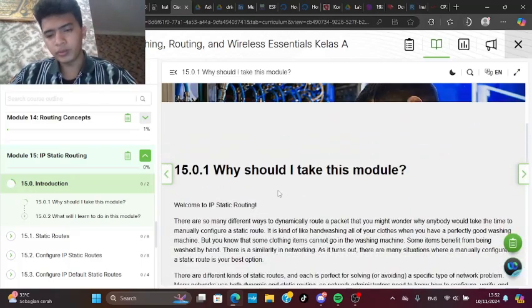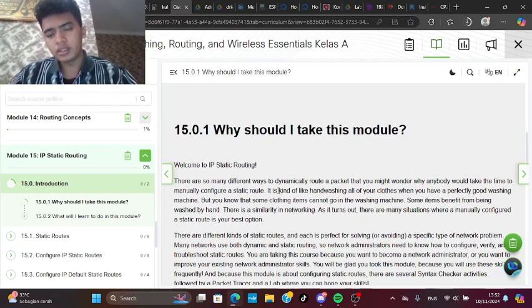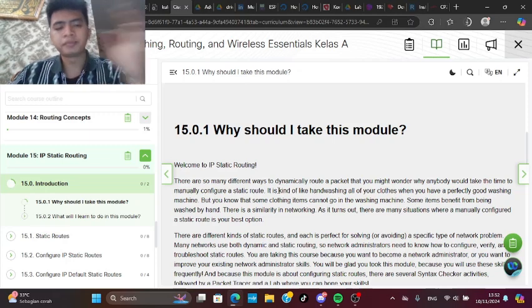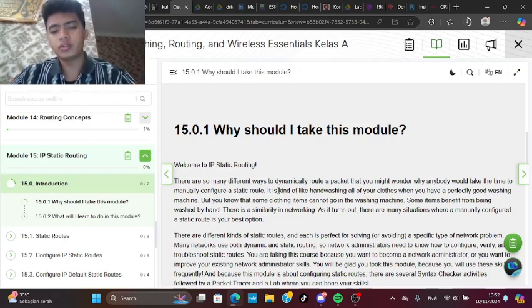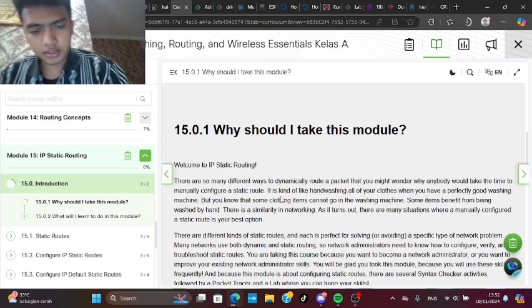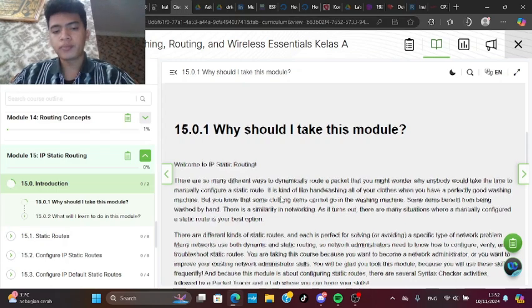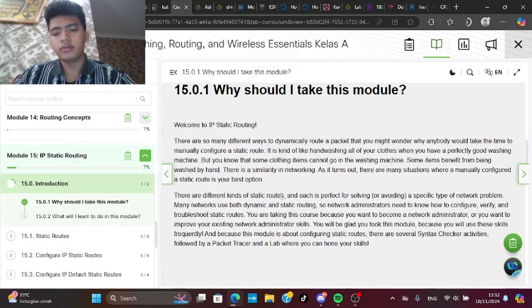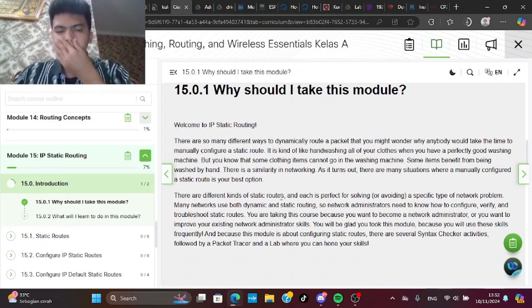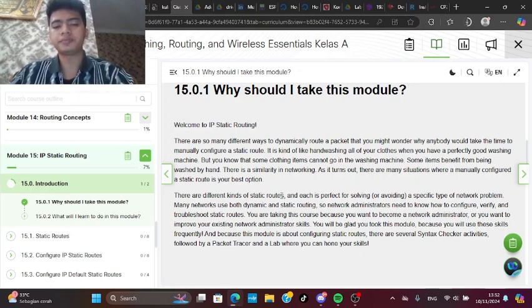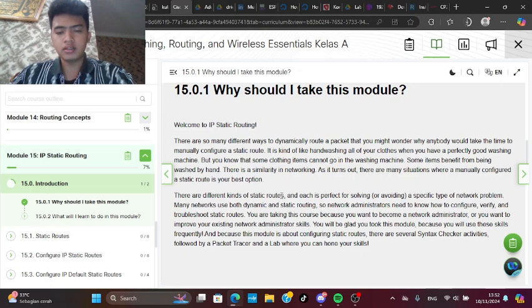So, why should we learn this module? Because there are so many different ways to dynamically route a packet that you might wonder why anybody would take the time to manually configure a static route. It is kind of like hand washing all of your clothes when you have a perfectly good washing machine, but you know that some clothing items cannot go into the washing machine. Some items benefit from being washed by hand.